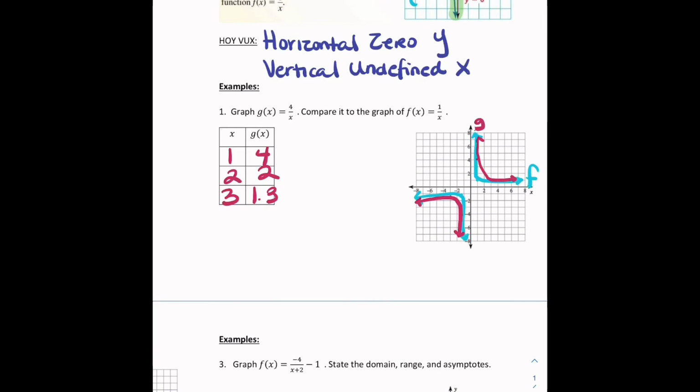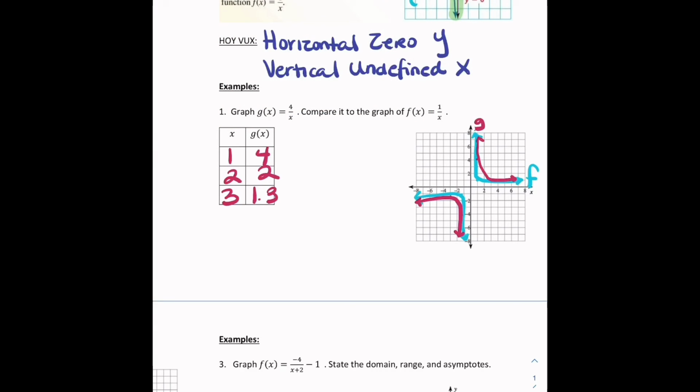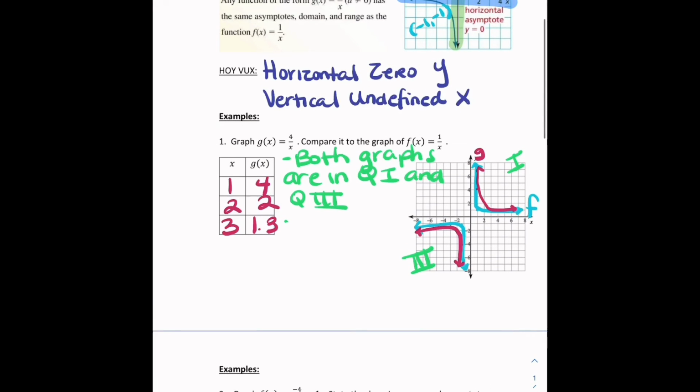All right, so now we want to compare. So let me switch colors. So notice that both of these graphs are in the first and third quadrants. So both graphs are in quadrant 1 and quadrant 3. And since it's of the form a over x, that means it has the same asymptotes, domain, and range as the function f of x. So let's mention that as well.